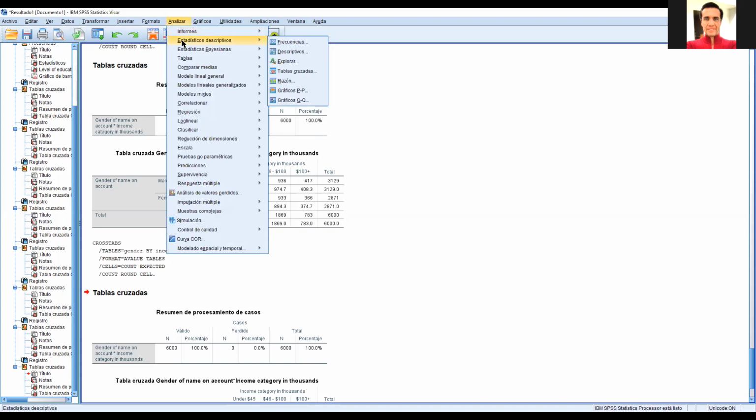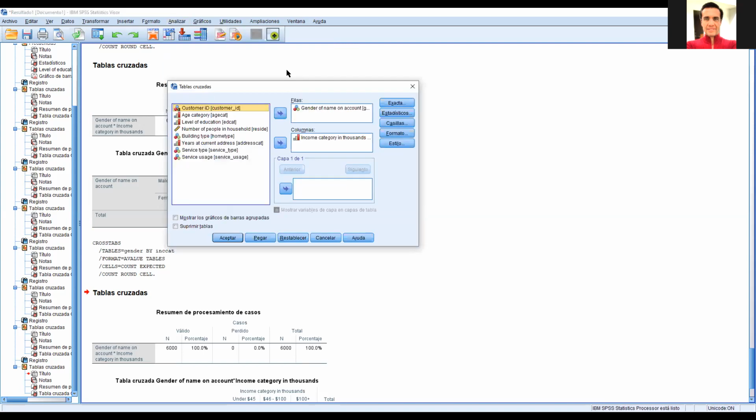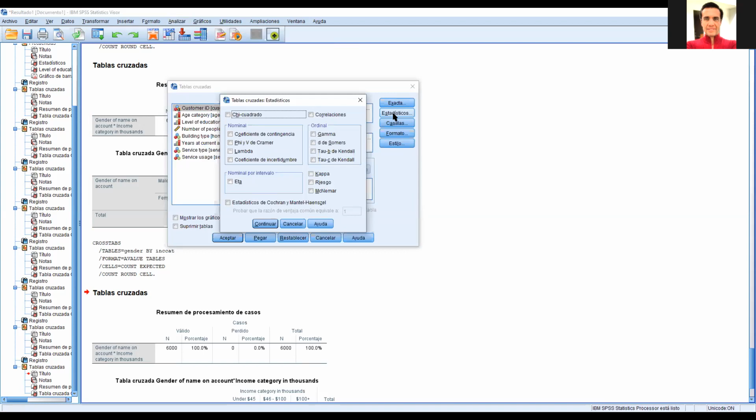Analyze, descriptive statistics, cross tables, and right there I am going to click on statistics. I will wait for each one of you. You should be under statistics. And right there you have one option called chi cuadrado, chi square, or chi squared. What am I going to be answering? I am going to answer whether this difference we are getting is by chance, or whether males are really getting more contracts in this cable company, or it is just a coincidence.